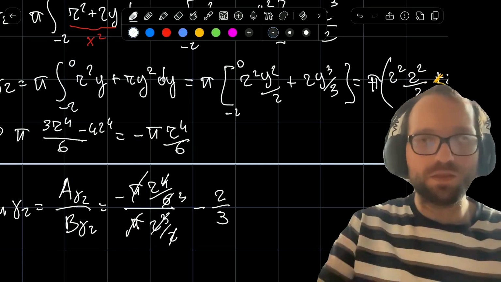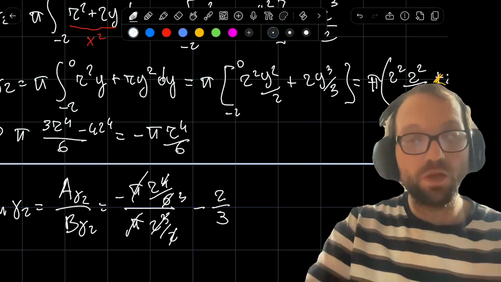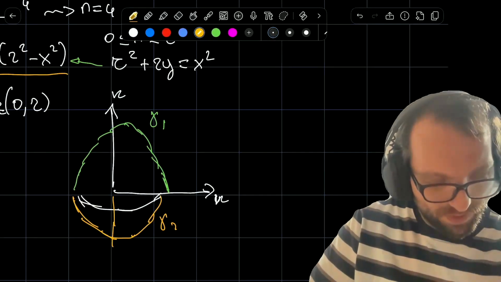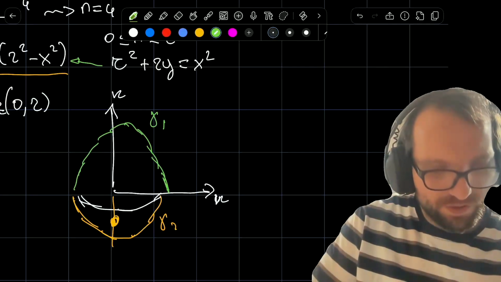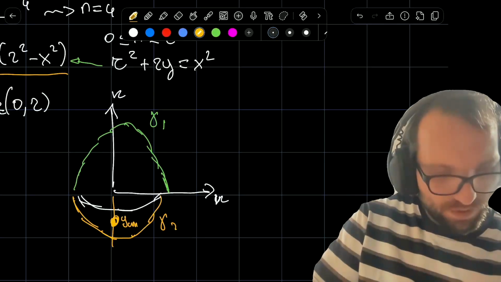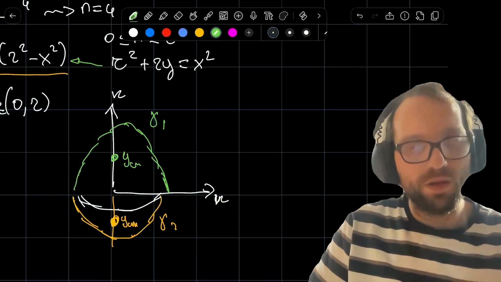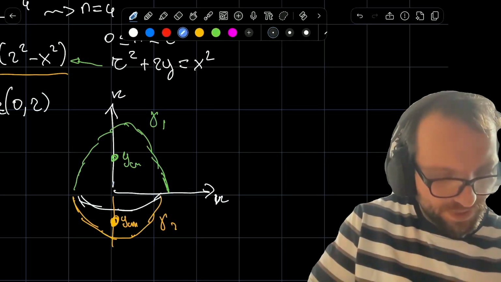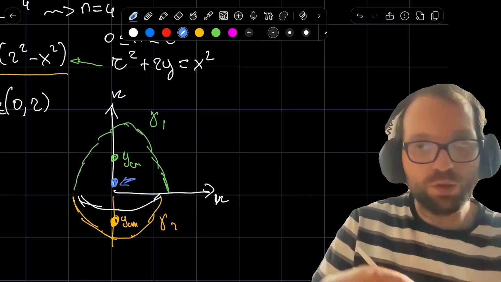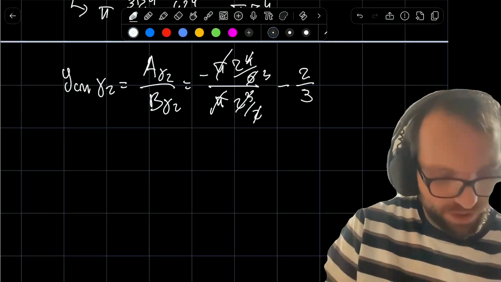So the center of mass of the second curve is below 0, and this is quite expected because it's going to be somewhere here. So this is going to be the center of mass of gamma 2. And here we have the center of mass of gamma 1. And now we want to know where is the center of mass of the composite object. Is it going to be above or below y equal to 0? We can do the calculation.